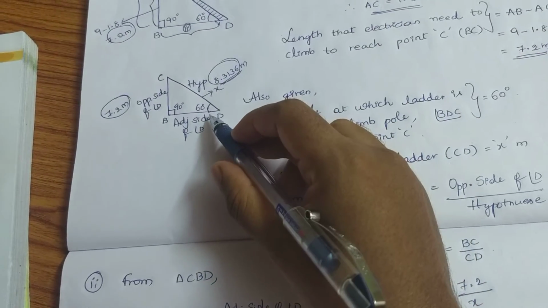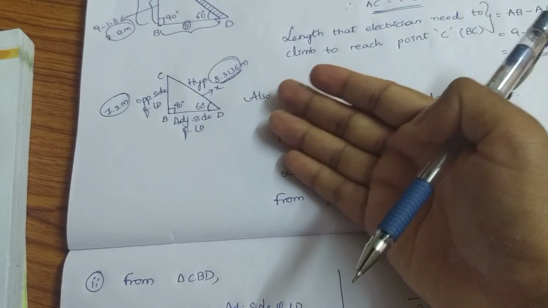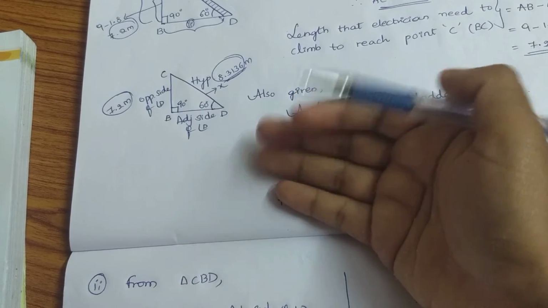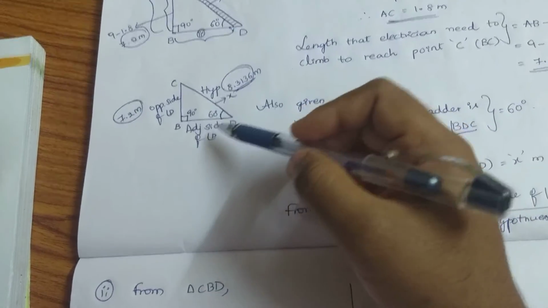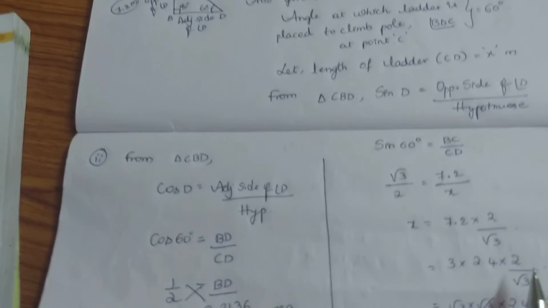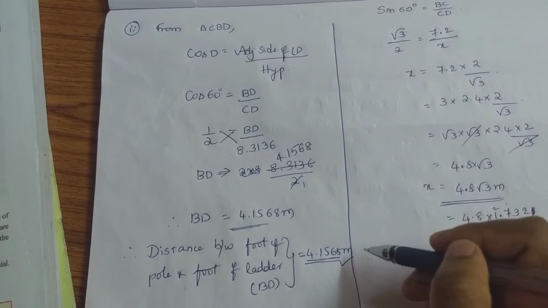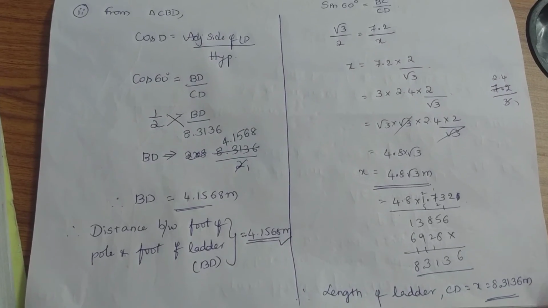Tan 60 value is again root 3. You have to do multiplication with the root 3 value, and it will again be a long process. So that's why here I just applied the cos function, so you can find the adjacent side. I applied the cos trigonometric ratio here. You got the value as 4.1568 meters. So the answer is solved.